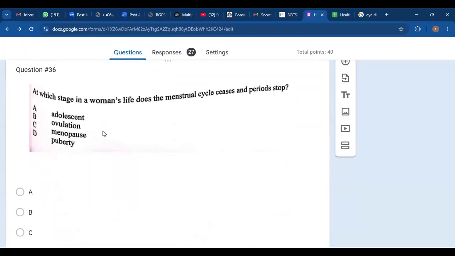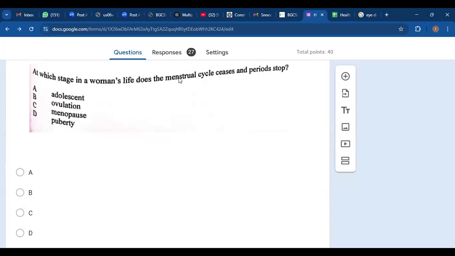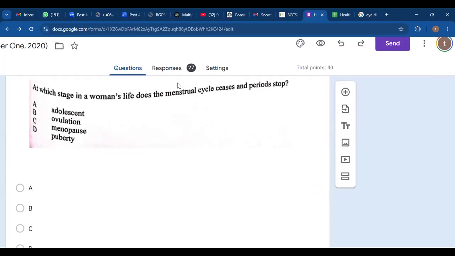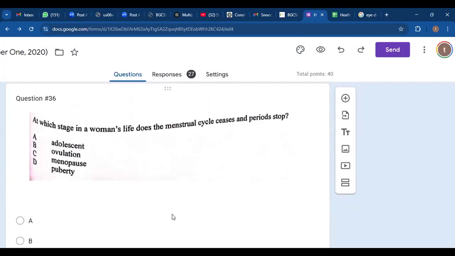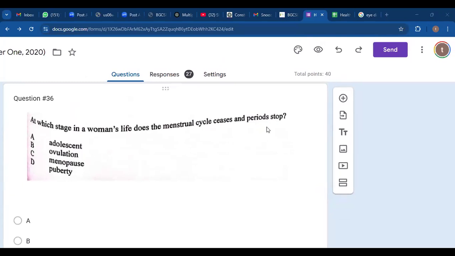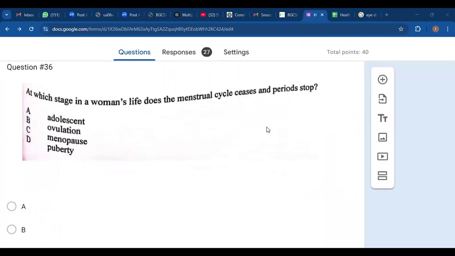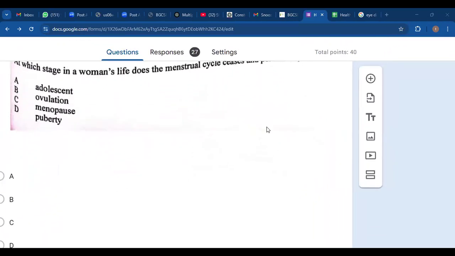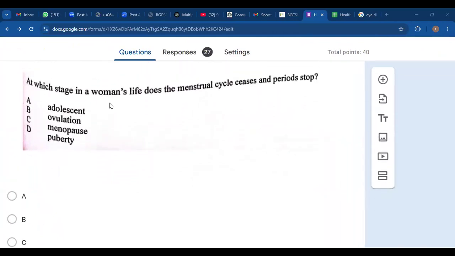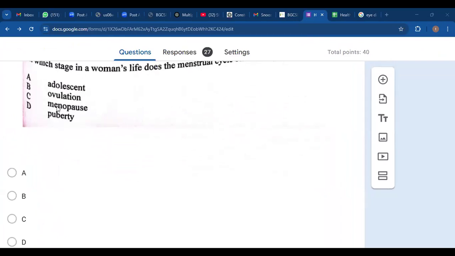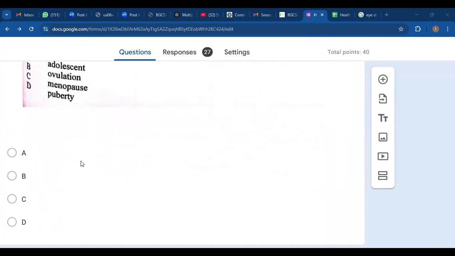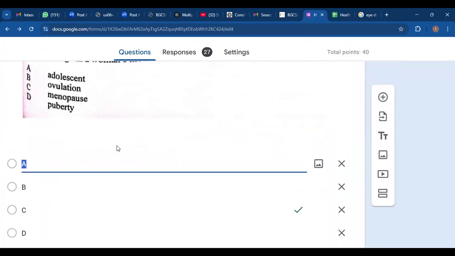Number 36. At what stage of a woman's life does the menstrual cycle cease and periods stop? Menopause. These questions getting deep. The same questions about the woman could drop me. At which stage in a woman's life does the menstrual cycle cease and periods stop? Menopause.